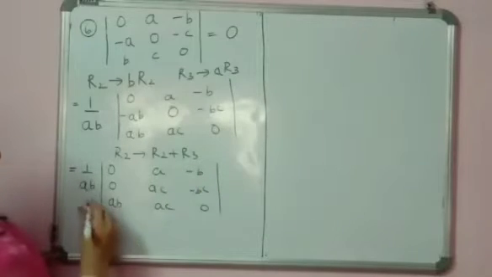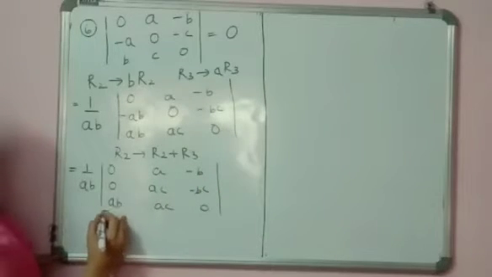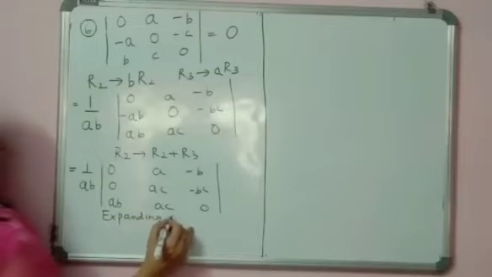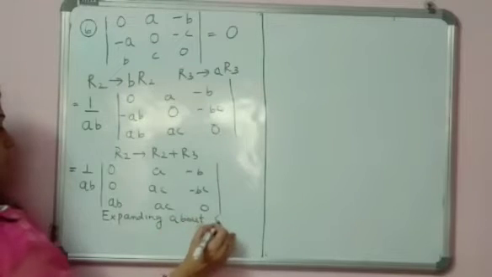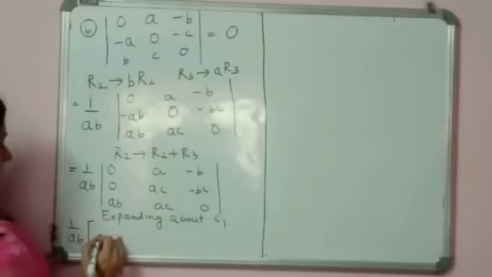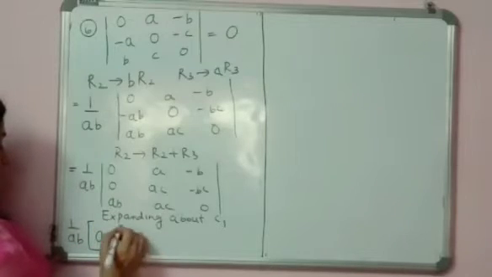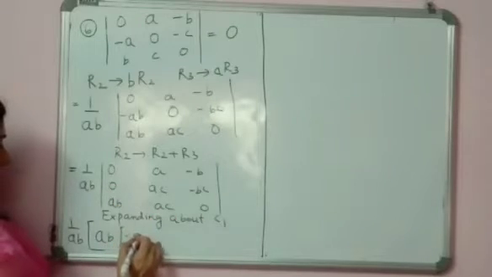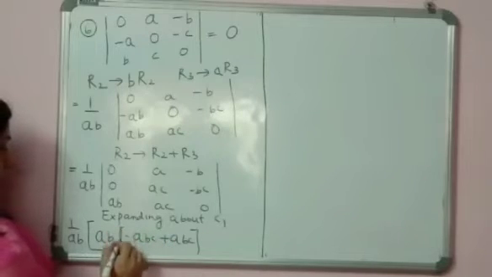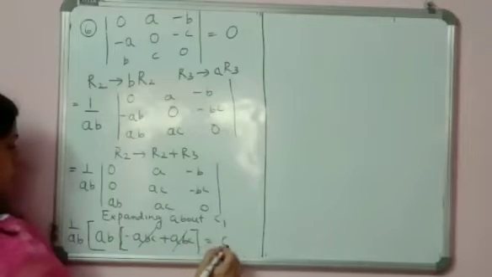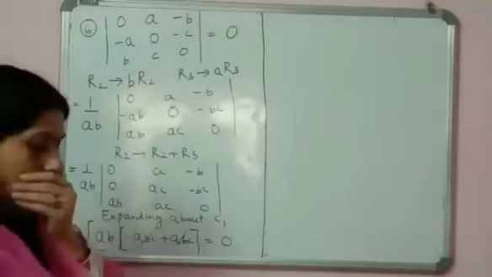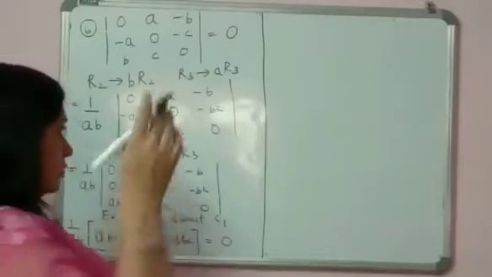Now you can expand about this. Which column? Expanding about C1, you will get what? 1 upon AB, then it is AB into minus ABC and plus ABC. So 0, that is equal to 0, hence proved. Okay, is it clear? Now come to question number 7.